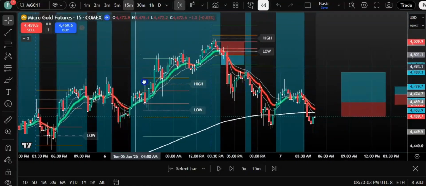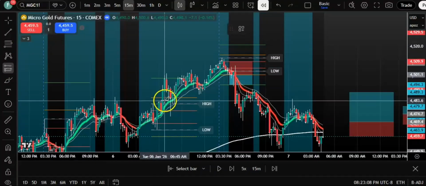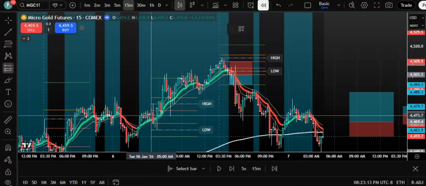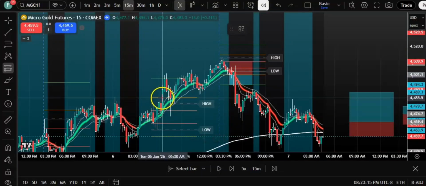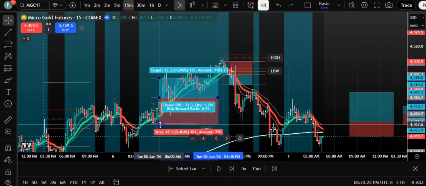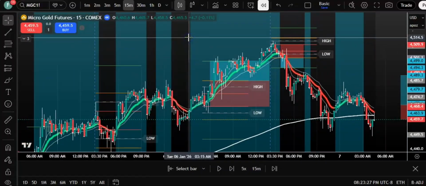And then this one got the entry right here pretty much. Stop loss will be right there. That one hit TP.